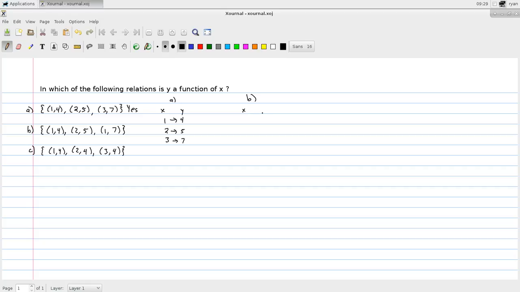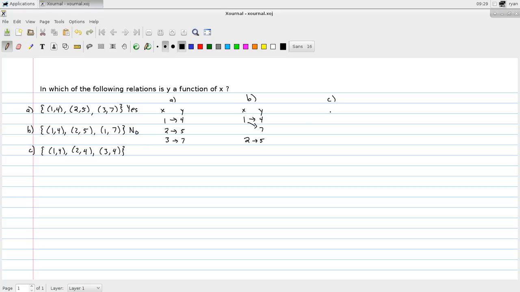We do the same with part B. We pair up the x values and y values. So the first point says that x equals 1 corresponds to y equals 4. The second point says x equals 2 corresponds to y equals 5. And this third point says that x equals 1 also corresponds to y equals 7. So here we have a single x value, x equals 1, that has more than one y value. That's bad. That says this is not a function.